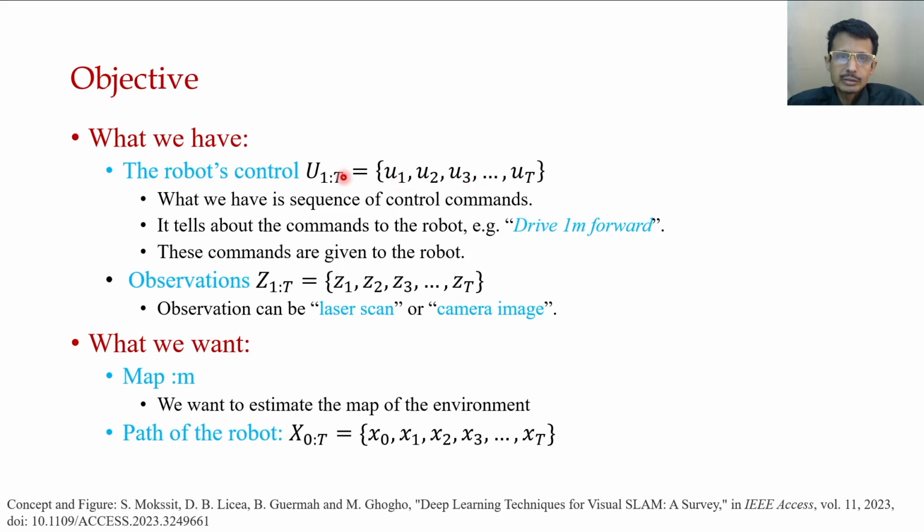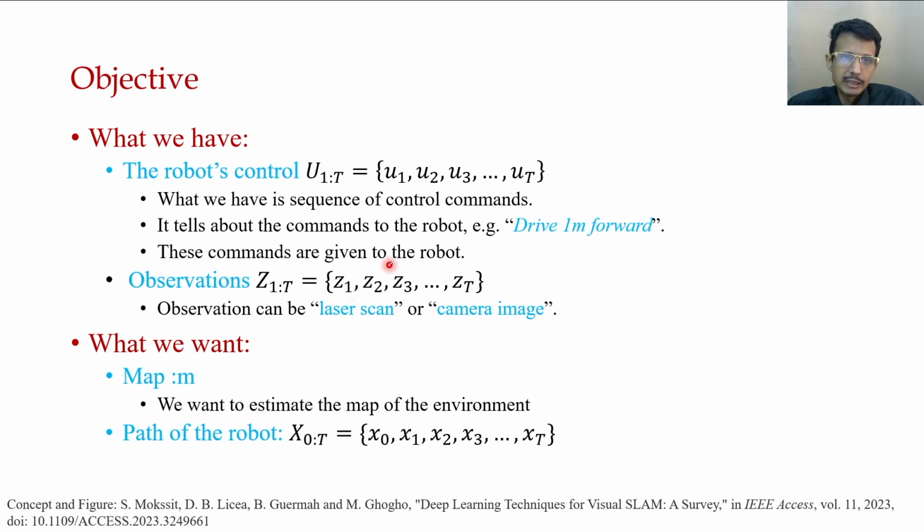For example, U1, U2, U3. These tell about commands to the robot, for example, drive 1 meter forward. And there is some observation parameter, that is Z1, Z2 to capital T. It may be a laser scan or camera image. For our visual SLAM, it's camera image.